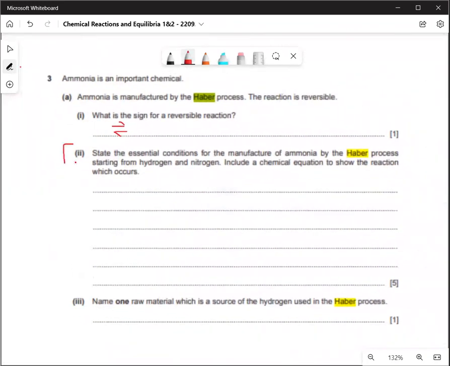Okay. Now let's continue. State the essential conditions for the manufacture of ammonia by the Haber process, starting from hydrogen and nitrogen. Include a chemical equation to show the reaction which occurs. Just wait a second. I'll show you the answer to this.